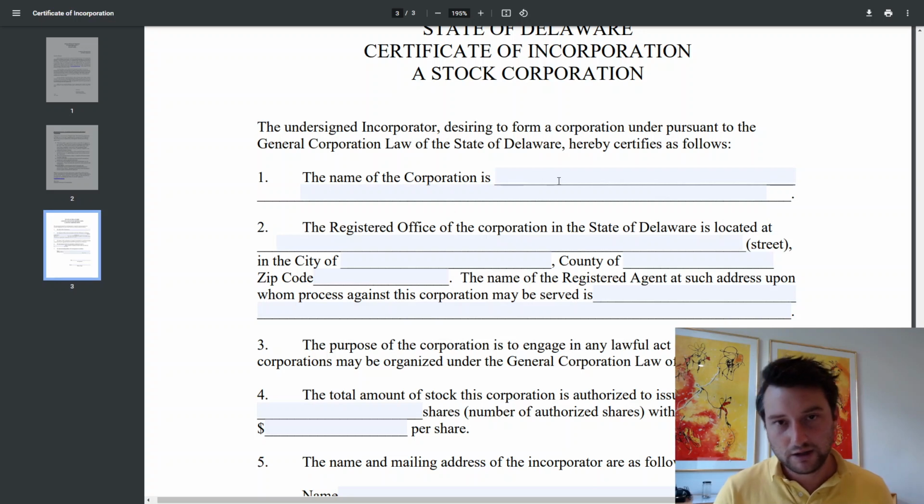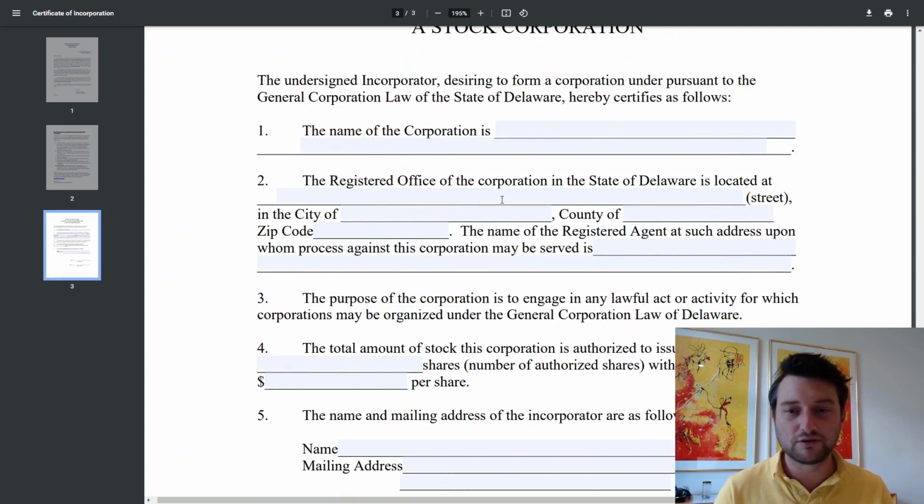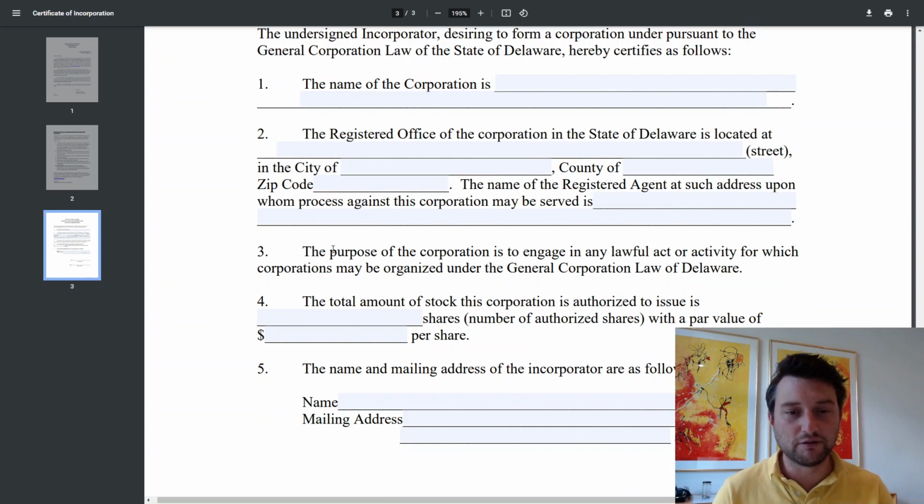Name of the corporation, fill in the blank here. Registered office of the corporation and the registered agent of the corporation, right? Now, line item 3, remember, you have to state whatever the purpose is for forming the entity, what's going to be the business activities. The purpose is to engage in any lawful act or activity for which corporations may be organized under the general corporation law of Delaware. Okay, very, very broad, right?